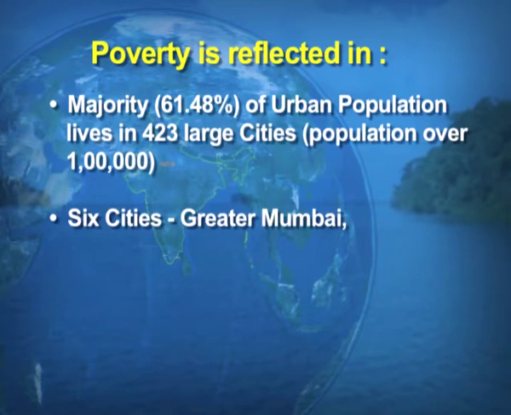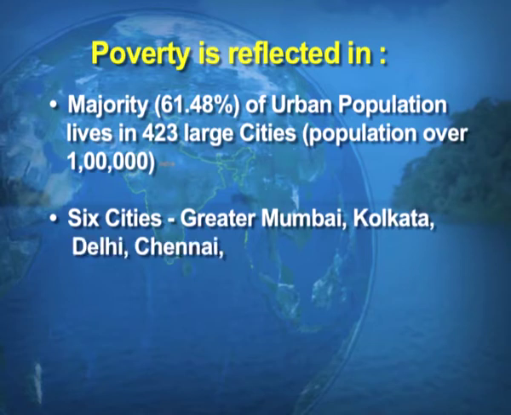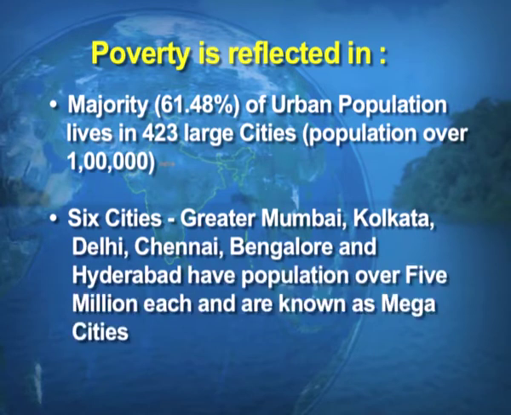There are 6 cities: Greater Bombay, Calcutta, Delhi, Chennai, Bangalore, Hyderabad, where the population is over 5 million. So, these cities are also known as mega cities. In 1901, when the first formal census was conducted, there was only one metropolitan town in the country, and that was Calcutta. From 1911 to 1941, only one more was added, and that was Mumbai. So, till 1941, there were only 2 such cities.